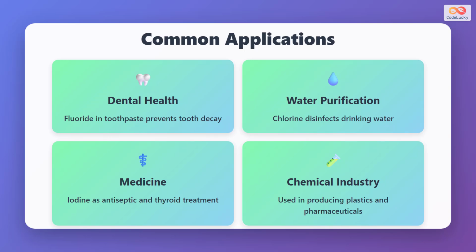Despite their reactivity and potential dangers, halogens have numerous beneficial applications. Fluoride compounds are added to toothpaste and drinking water to prevent tooth decay by strengthening tooth enamel. Chlorine is used extensively to disinfect drinking water and swimming pools, killing harmful bacteria and viruses. Iodine serves as an antiseptic for treating wounds and is essential for thyroid gland function in our bodies. The chemical industry uses halogens to produce a wide range of products, including plastics, pharmaceuticals, and refrigerants. These applications demonstrate how we've learned to harness the reactive nature of halogens for practical purposes.